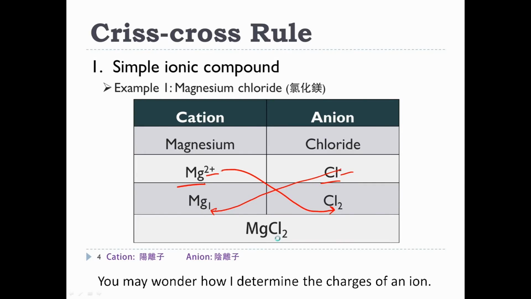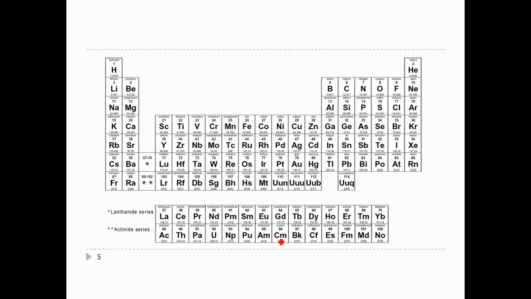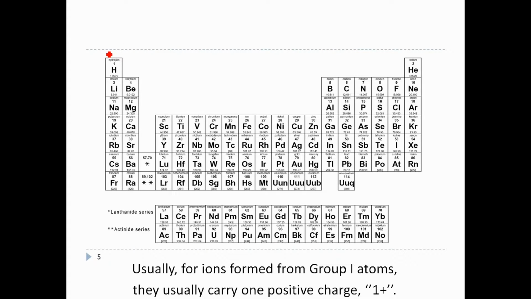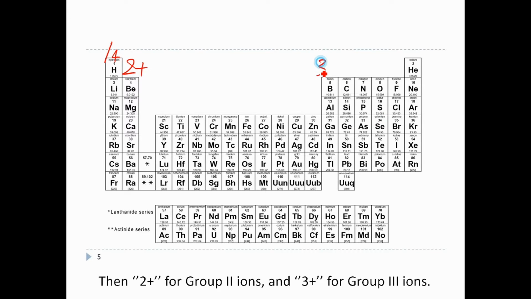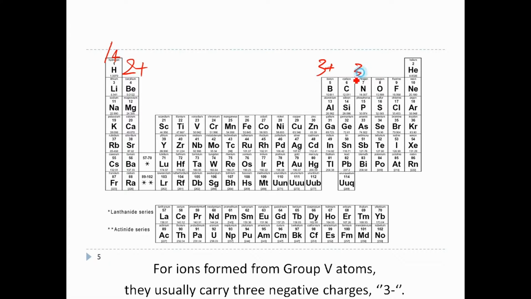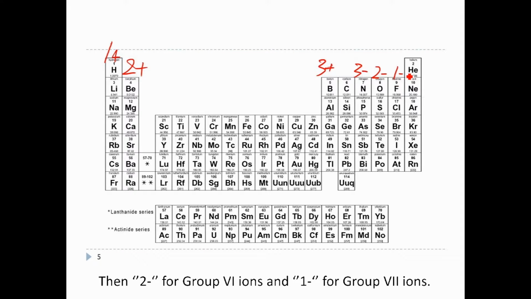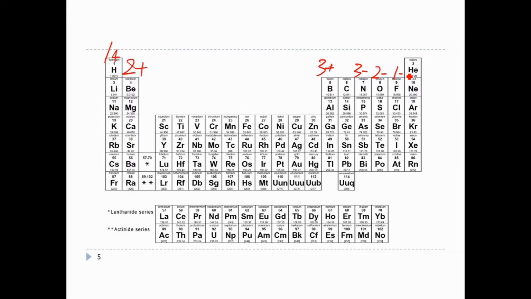You may wonder how I determine the charges of an ion. We can find the answer from the periodic table. Usually, ions formed from group 1 atoms carry one positive charge, 1+, then 2+ for group 2 ions, and 3+ for group 3 ions. For ions formed from group 5 atoms, they usually carry 3 negative charges, 3-, then 2- for group 6 ions and 1- for group 7 ions.